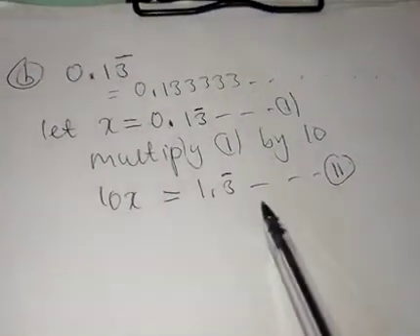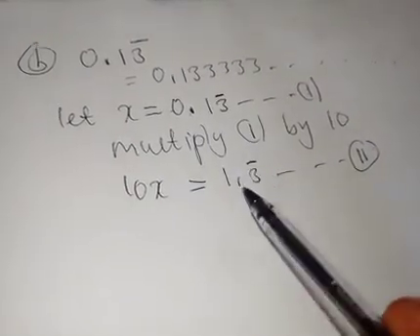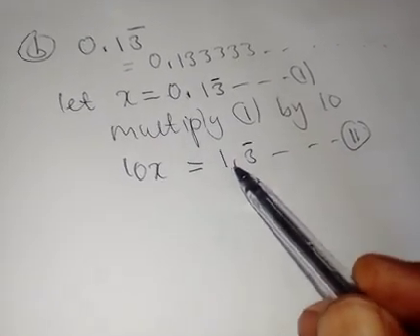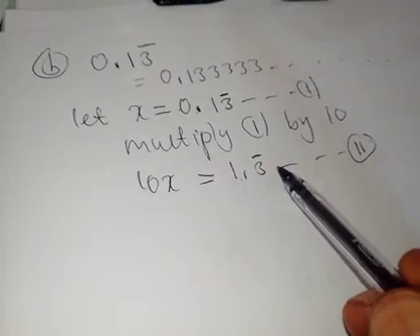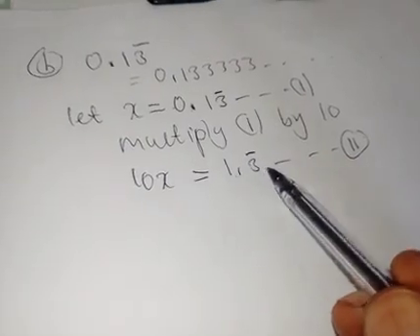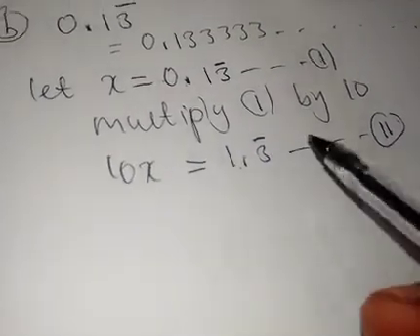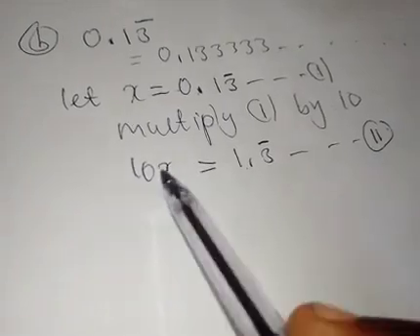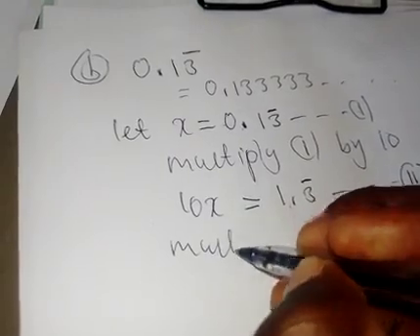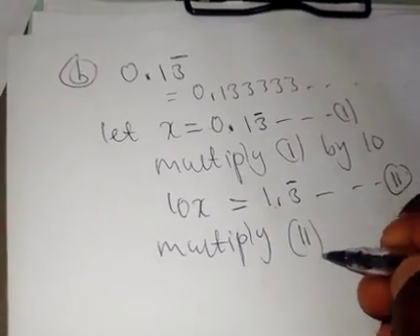So that's the first thing you do. Then the second thing, you should make sure that this decimal point is now moved behind the first repeating number, which is 3. So you should multiply by what so that the decimal point goes there? Of course, it's 10. So you should multiply this equation by 10 again. So we'll multiply equation 2 by 10.